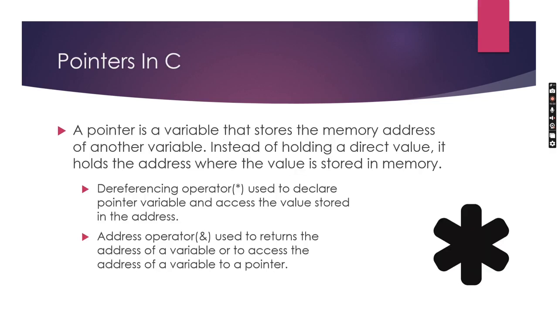Now let us look at pointers in C. A pointer is a variable that stores the memory address of another variable. Instead of holding a direct value, it holds the address where the value is stored in memory. Pointers are very important and crucial in embedded system programming. To define a pointer, we use the dereferencing operator or asterisk, which is used to declare the pointer variable. And we use the address operator, that is ampersand, which is used to return the address of a variable or to assign the address of a variable to the pointer.